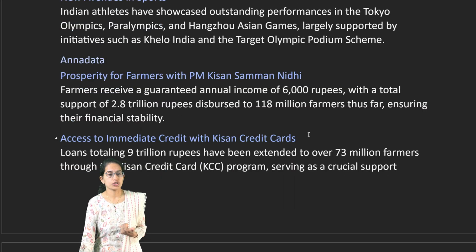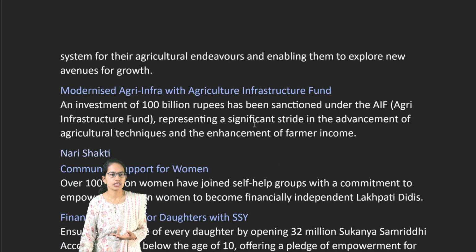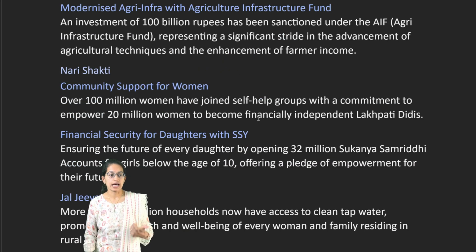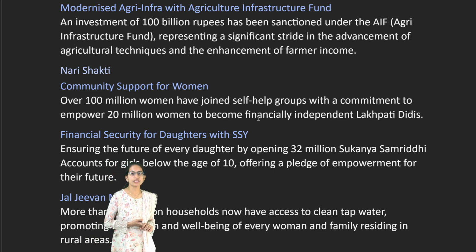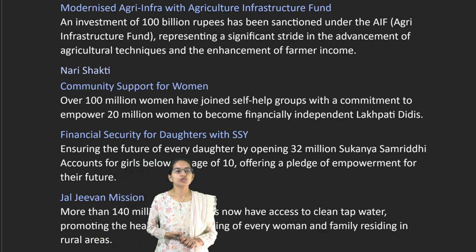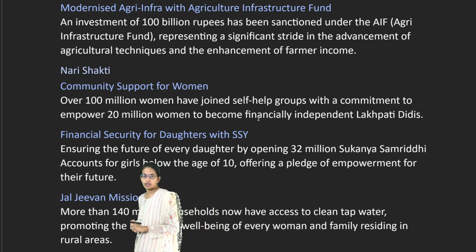Antyodaya Yojana, which talks about the Kisan Samman Nidhi, Kisan credit cards and credit availability for the same. Agricultural infrastructure. For women empowerment, it is the Nari Shakti, financial security for daughters with Sukanya Samriddhi Yojana, and then we have Beti Bachao Beti Padhao and Jal Jeevan Mission as some of the important components of the recent schemes of the government. So those were some of the highlights that have been covered under Yojana.